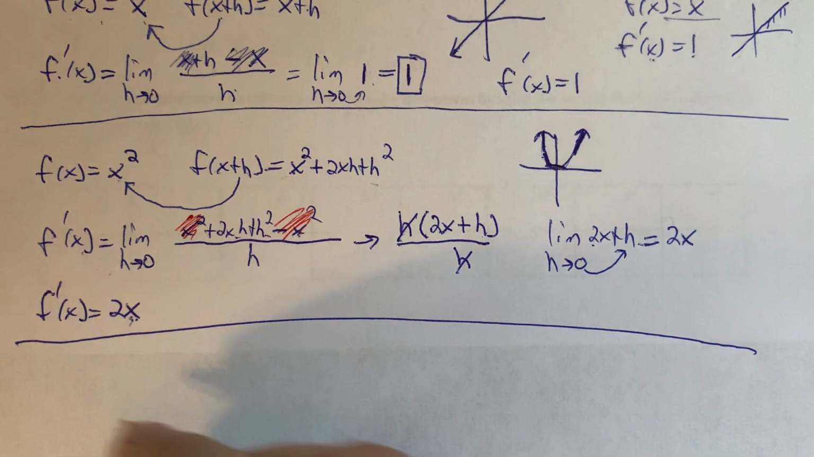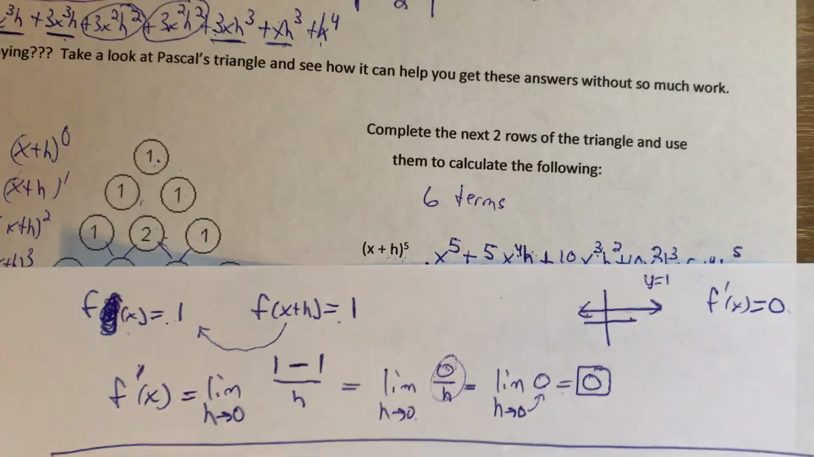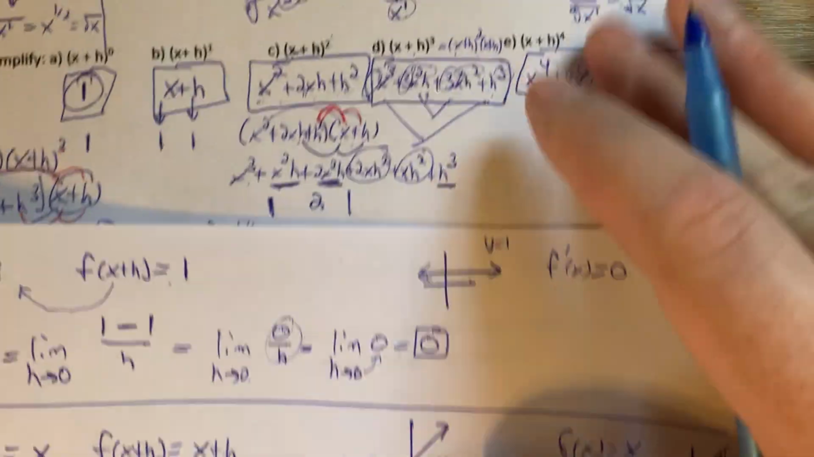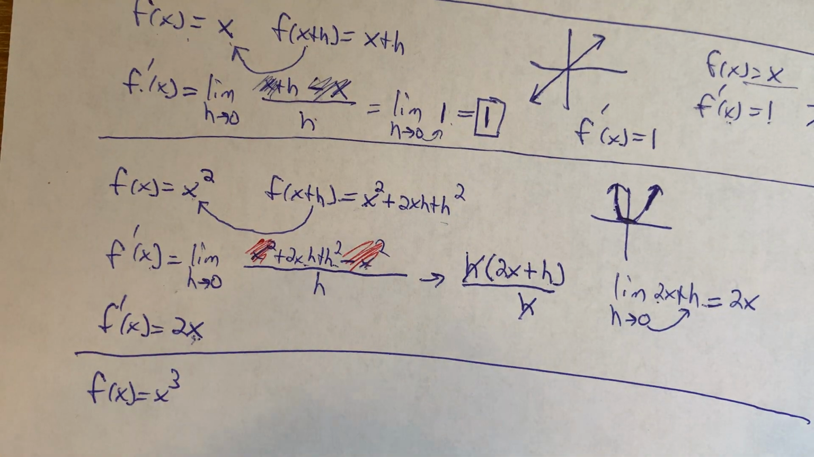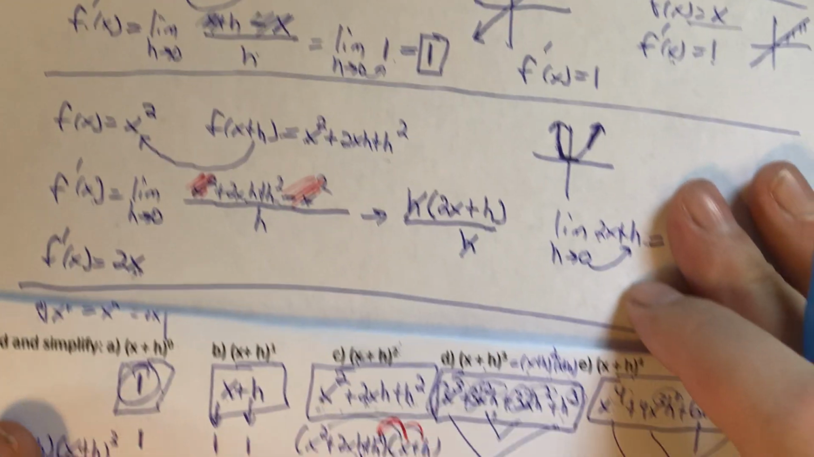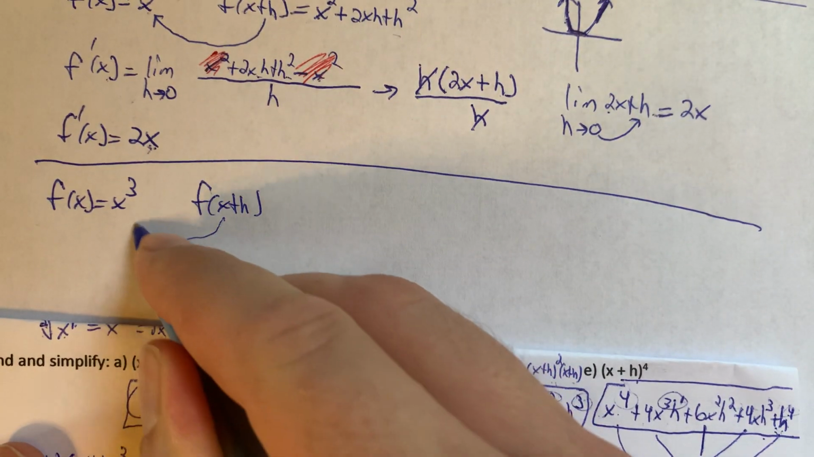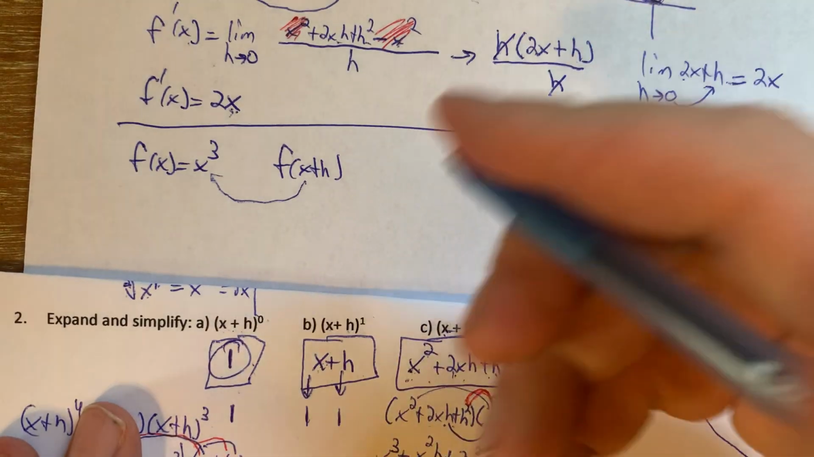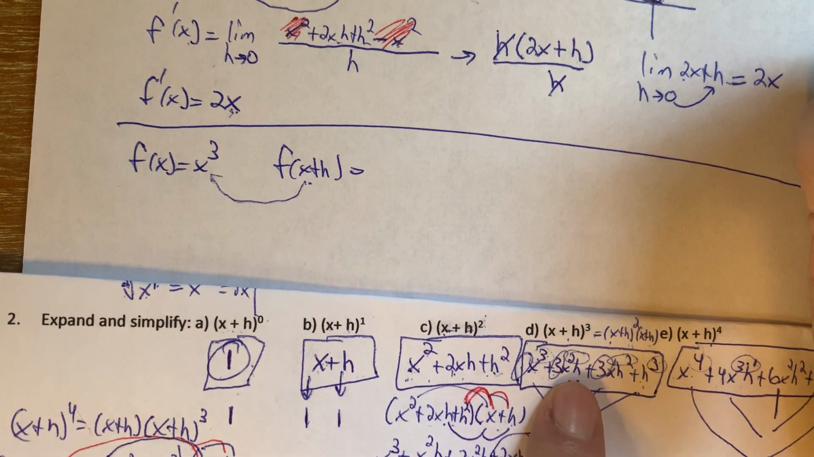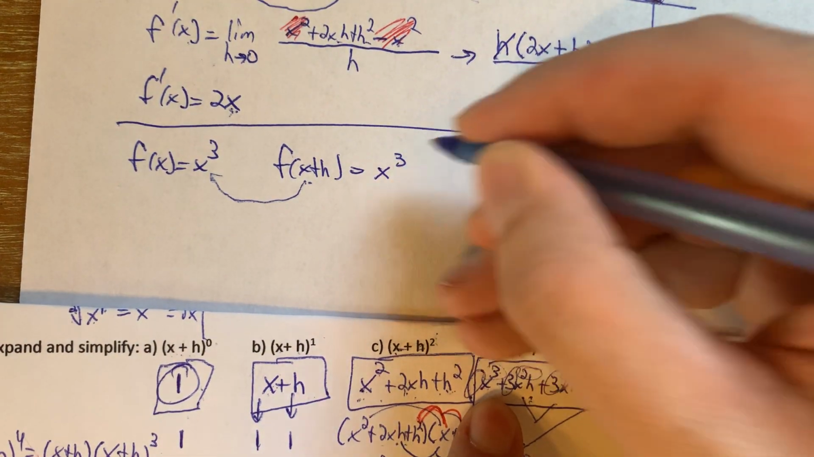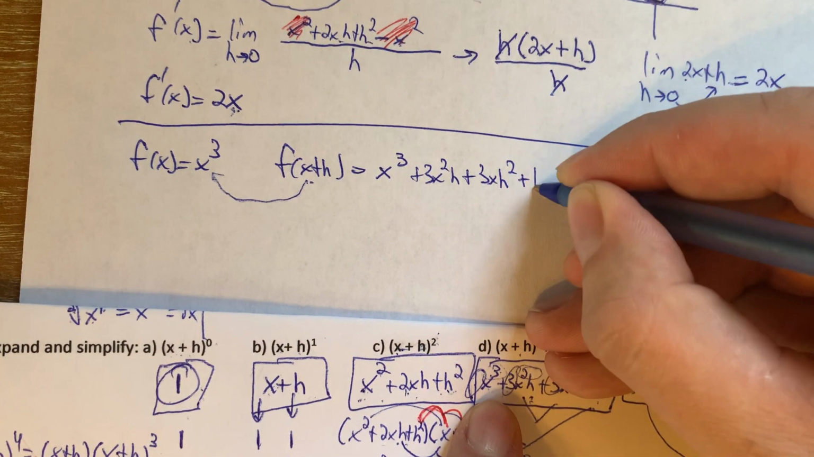Okay, let's do another one. F of x equals x cubed. Let's go back and use our warm-up. We already did x cubed. And so what is f of x plus h? Well, we talked in our warm-up about how to do x plus h cubed, and x plus h cubed is going to be x cubed plus 3x squared h plus 3xh squared plus h cubed.